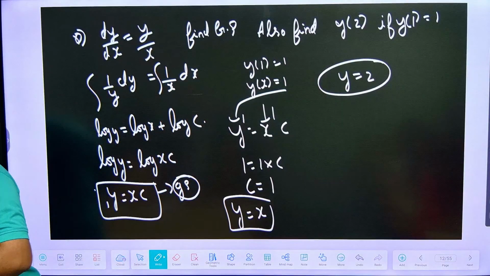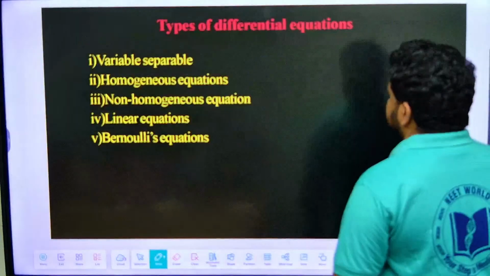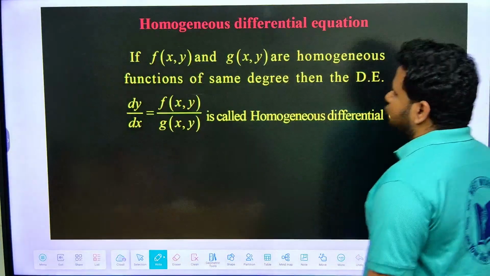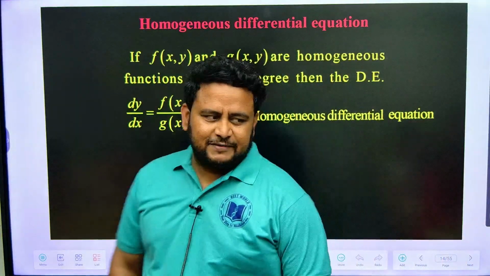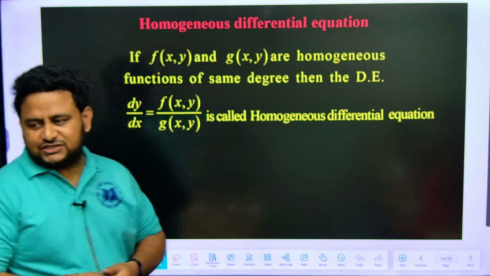Spandana, got it? Okay. Now let us go to the next method, that is homogeneous differential equation. So when we talk about homogeneous differential equation, it will be just like implicit differentiation. So f of x and y functions will be there together.